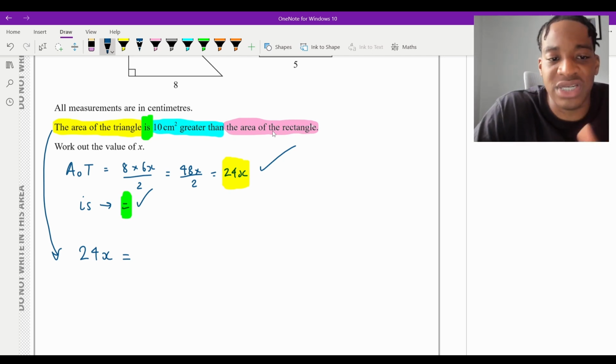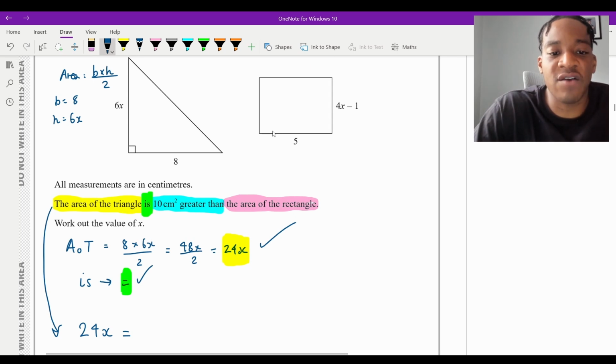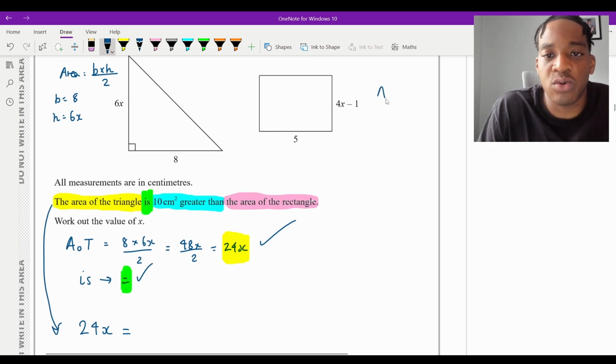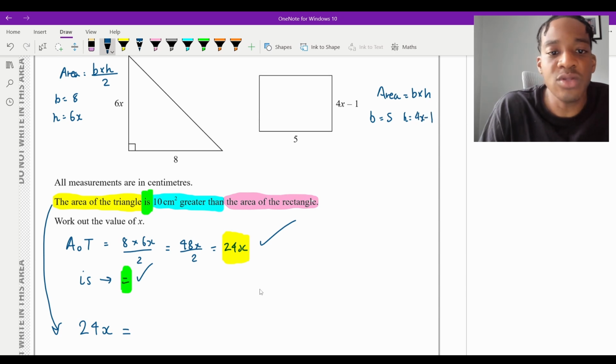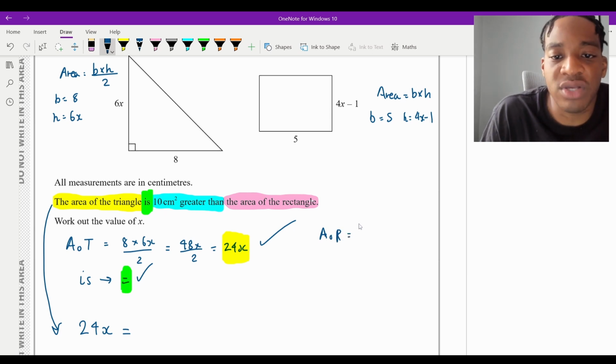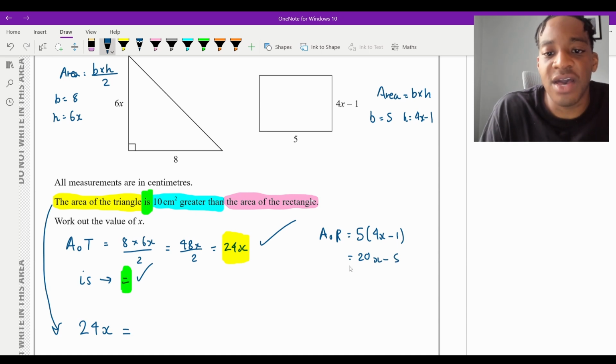So what we can do to help us out a bit more is work out an expression for the area of the rectangle. And we know that this is just equal to the base times the height. In this case, the base is equal to 5 and the height is equal to 4x minus 1. So I'm going to write AOR for the area of the rectangle. This is just going to be 5 multiplied by 4x minus 1, isn't it? Then I can just expand this bracket to give me 20x minus 5. And this here will be the area of the rectangle.